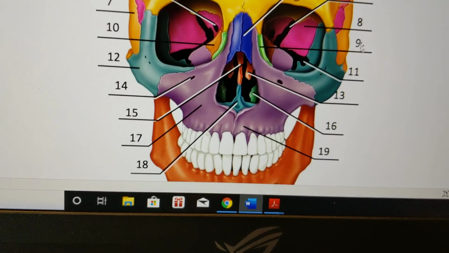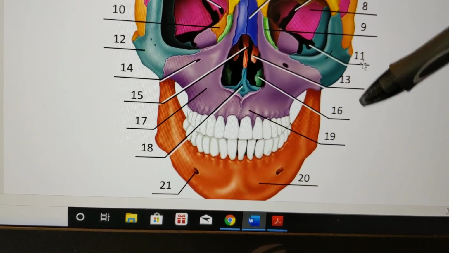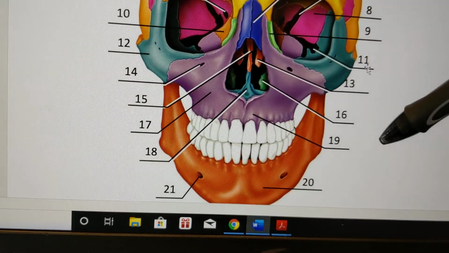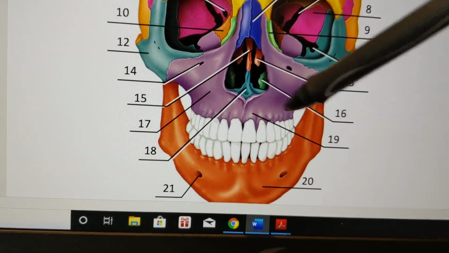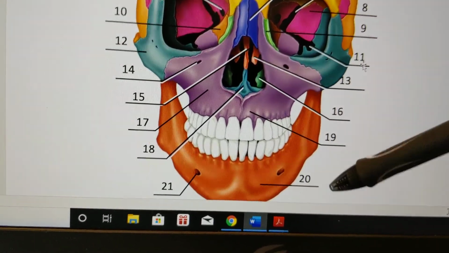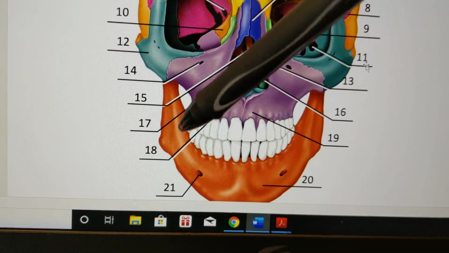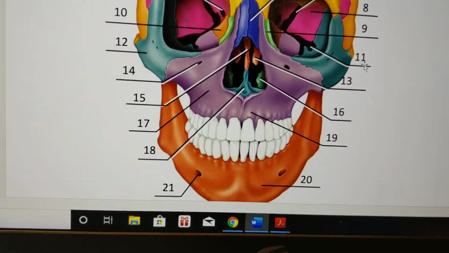Scroll down a little bit. 19 is the alveolar process right here. I believe it's top and bottom actually, but 20 is the mandible, and 21 is the mental foramen.